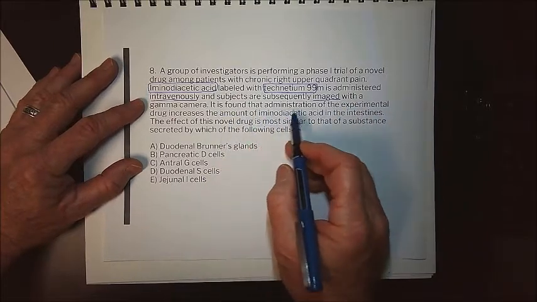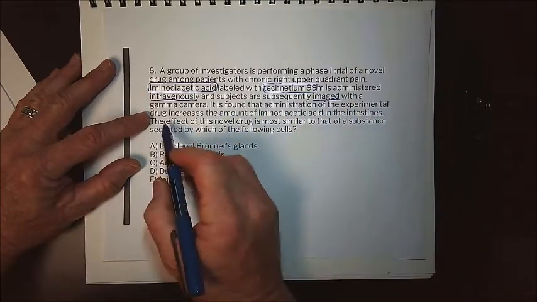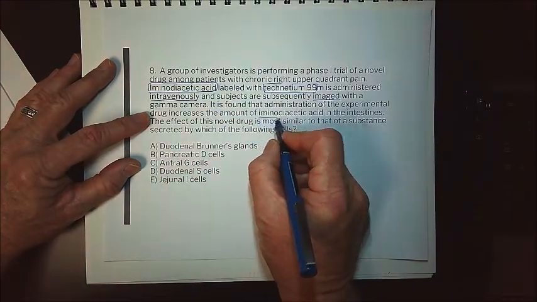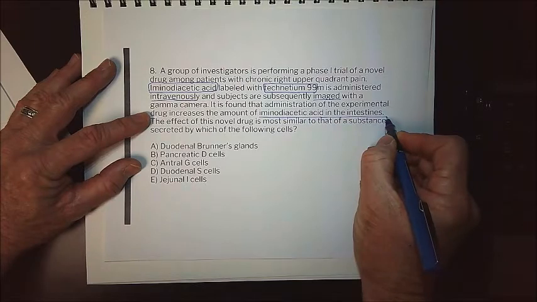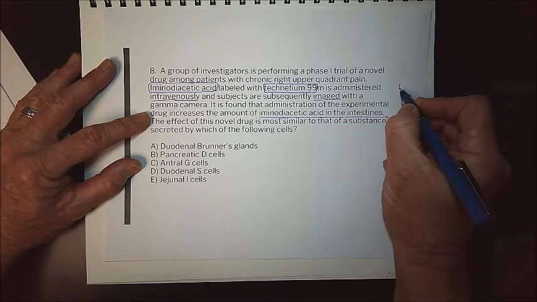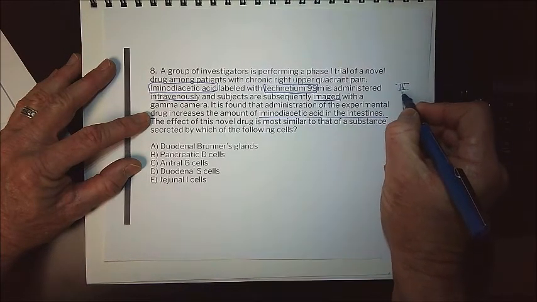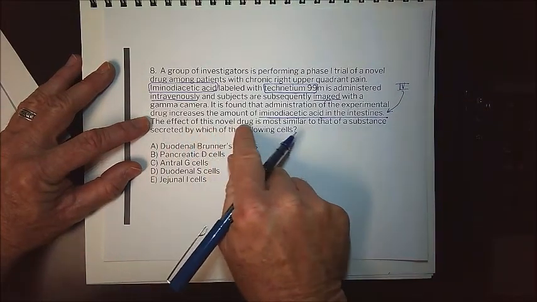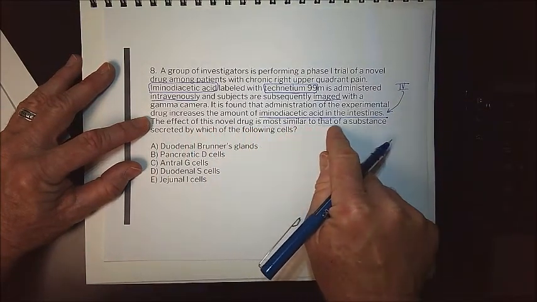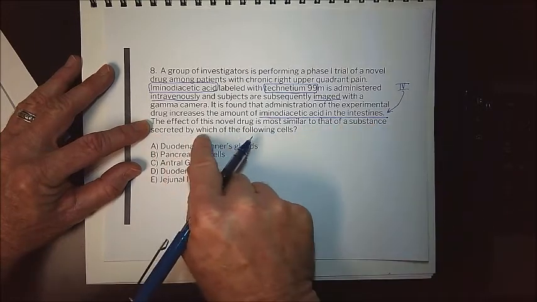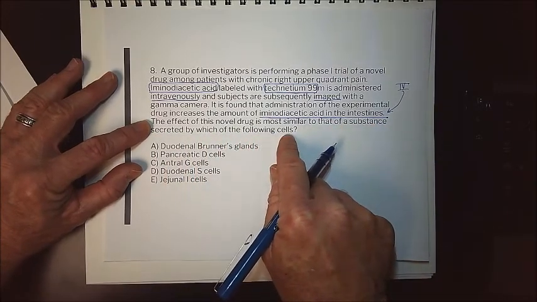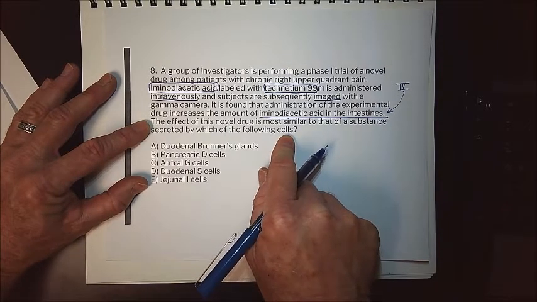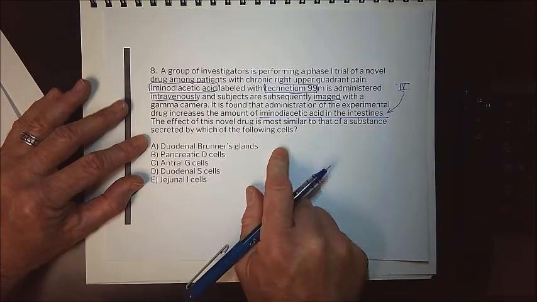It is found that administration of the experimental drug here increases the amount of the drug in the intestines. Okay, so it's going from an IV administration into the intestines. The effect of this novel drug is most similar to that of a substance secreted by which of the following cells? Okay, so how is this getting in there?